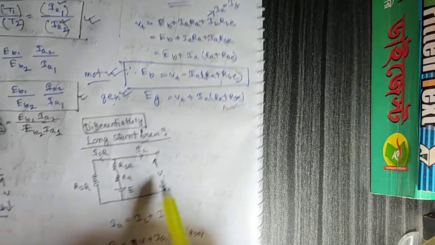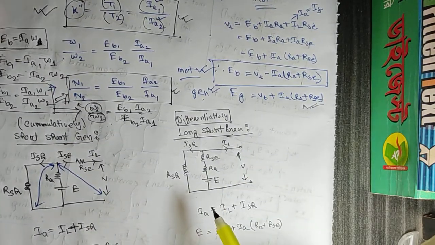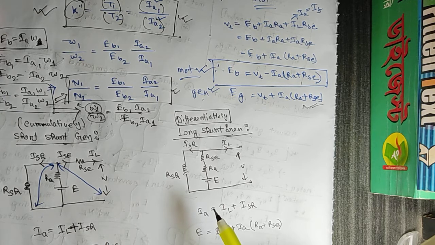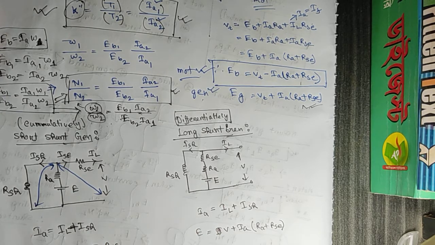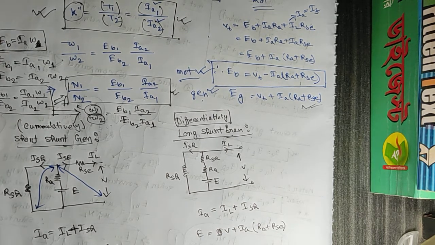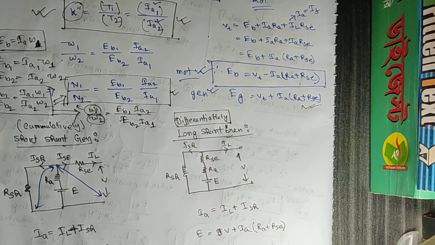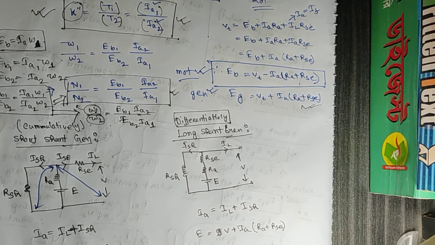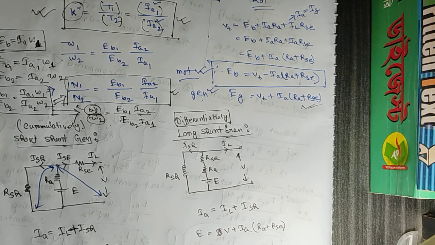Okay, now coming next to the DC short shunt generator. One is short shunt generator and another is long shunt generator. In case of compound generator, there are two types: one is cumulatively and another is differentially. In cumulatively, one field winding helps another field winding, but in differentially compound generator, one field winding opposes another field winding. So in case of differentially, we can call it long shunt generator, and in case of short shunt generator, we actually call it cumulatively or short shunt generator.